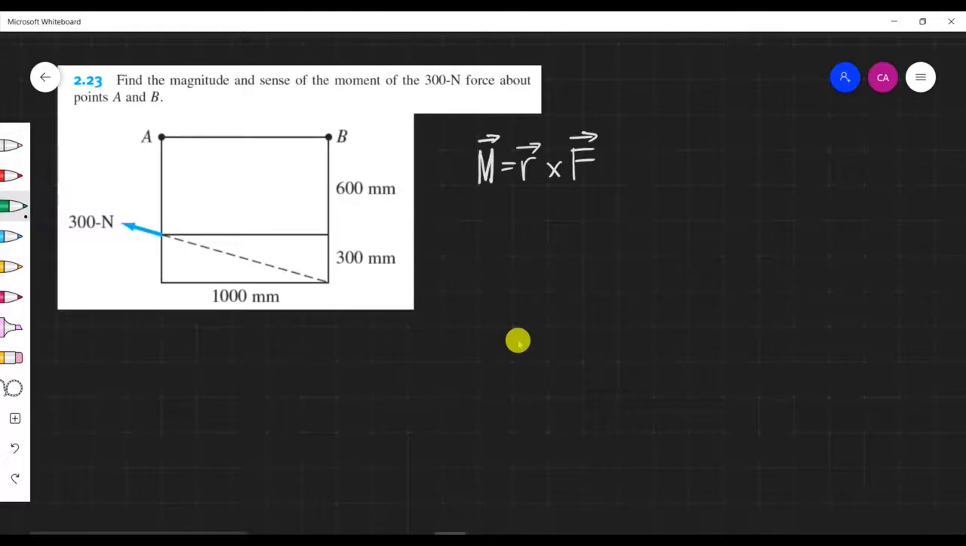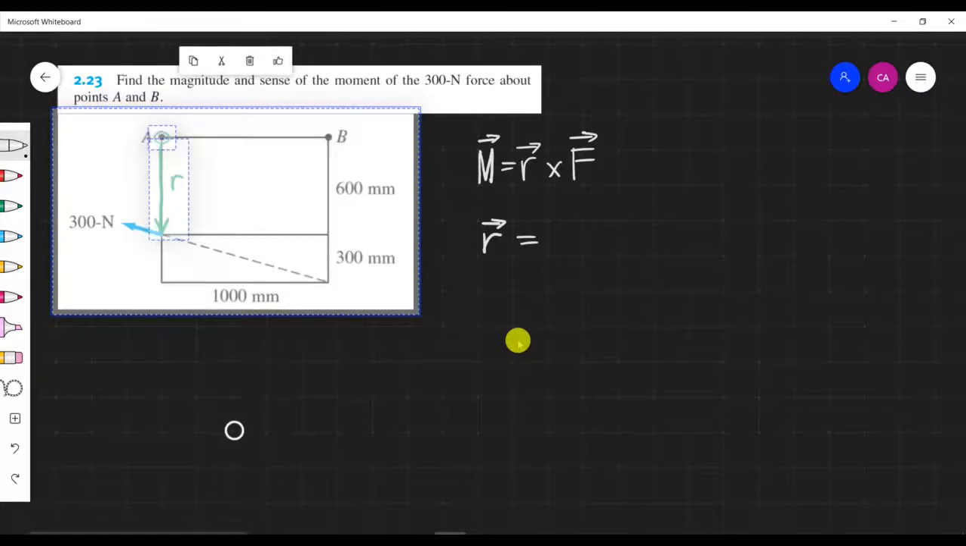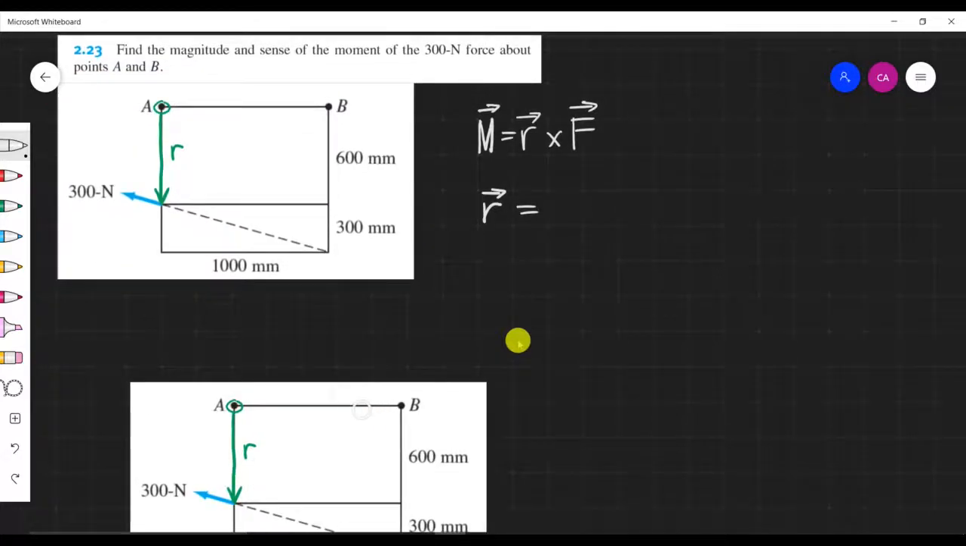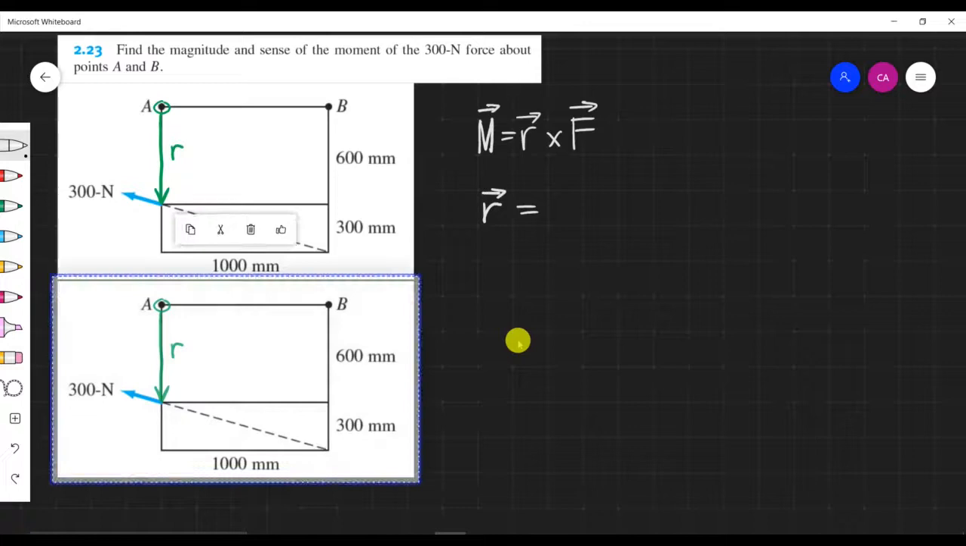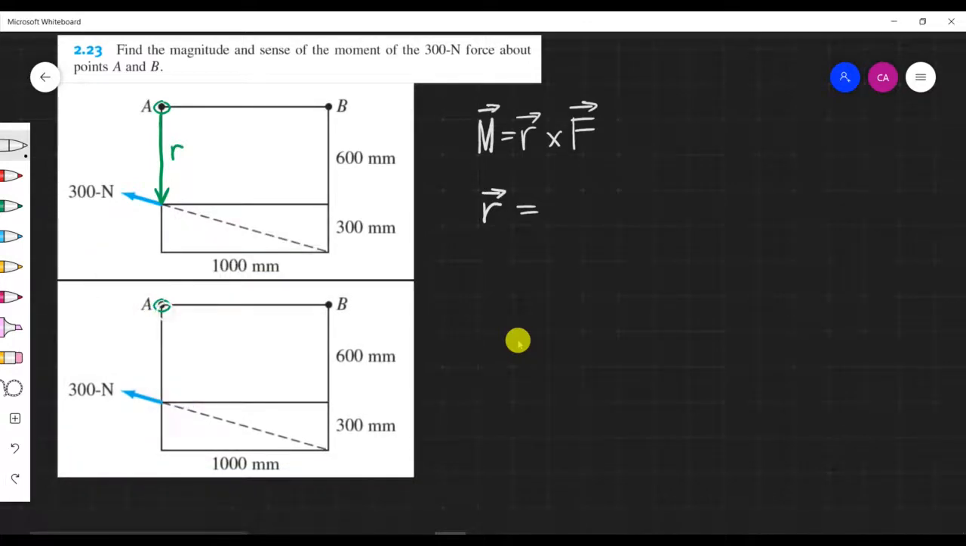So, the R vector is, let's say, doon na tayo mag-start sa A. So, from A, papunta dito sa point of application, yan yung R. Okay? So, the vector R is equals to... didikit ko lang dito sa baba. Okay? So, dinoble ko lang, kasi magsusulat tayo ng different scenario mamaya eh.